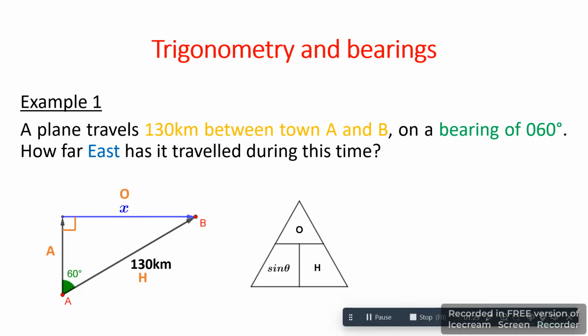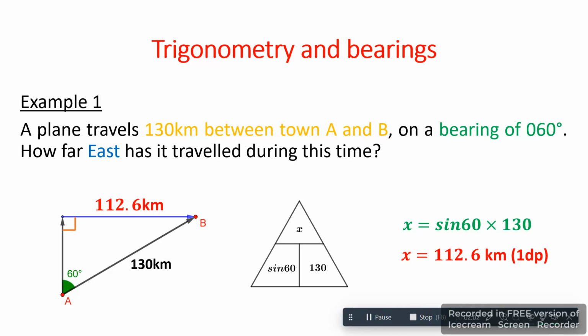We have an angle of 60 degrees, so let's replace the bottom box with sine of 60. We're trying to figure out the opposite, so let's replace that with the x, and we know the hypotenuse is 130. And since both of these are on the bottom of our triangle, we're going to multiply, and so therefore, to work out the distance of x, we go sine 60 multiplied by 130, giving us an answer of 112.6 kilometers. I've rounded it to one decimal place, so we know the distance in the east direction is 112.6 kilometers.